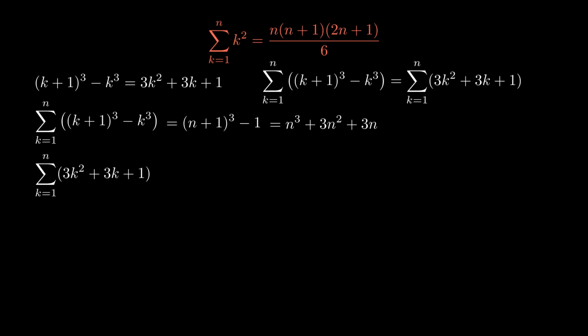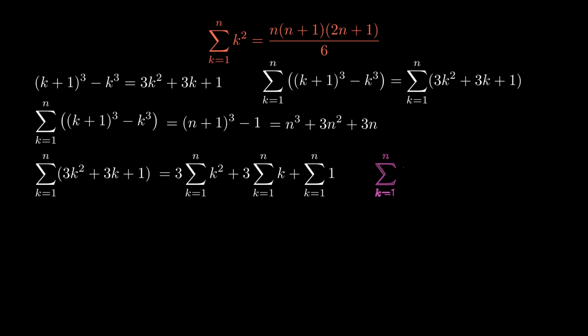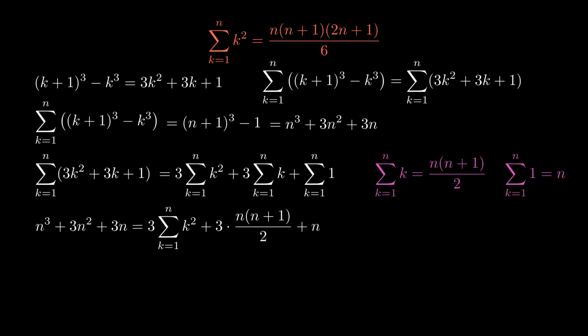Now let's look back at the right-hand side of the original equation. We break this sum into three separate parts. We already know formulas for the sum of the first n natural numbers and for summing the constant one, which gives us n. Let's plug those known formulas into our equation.